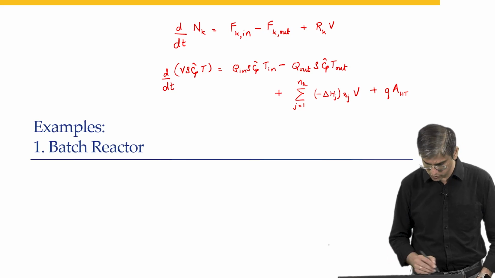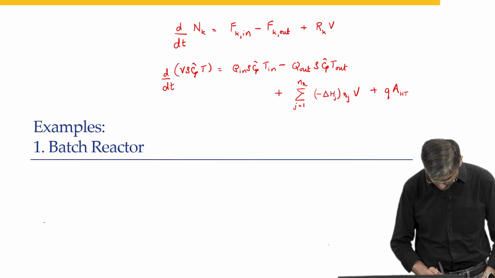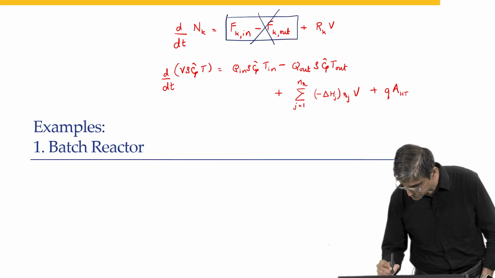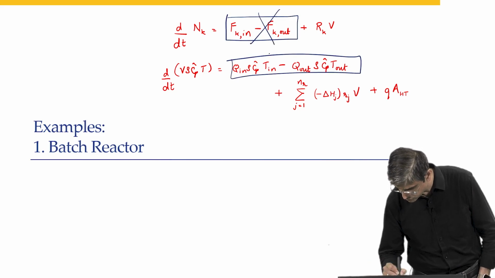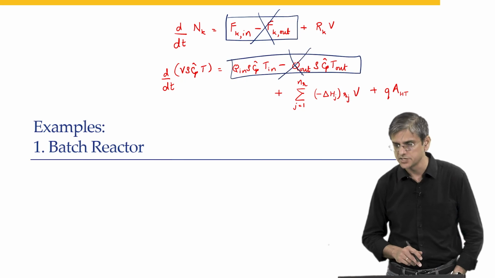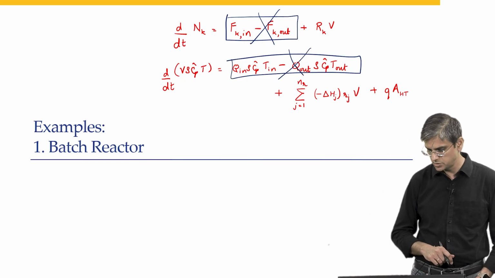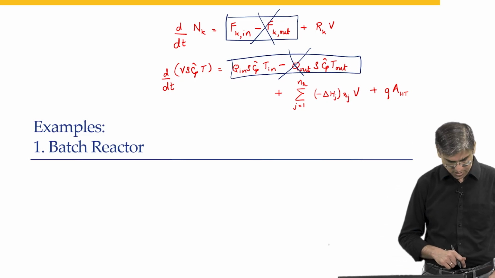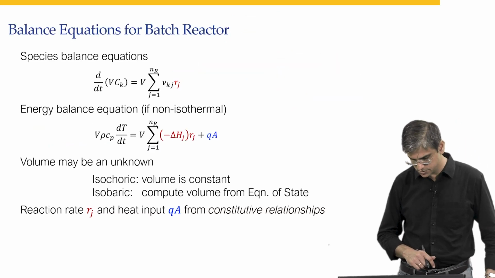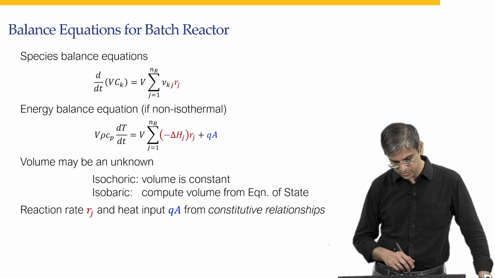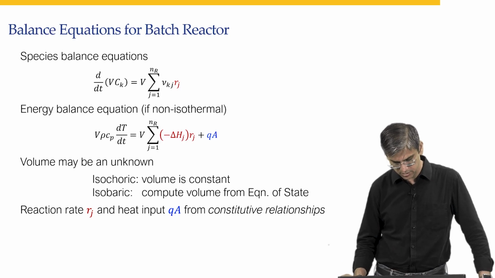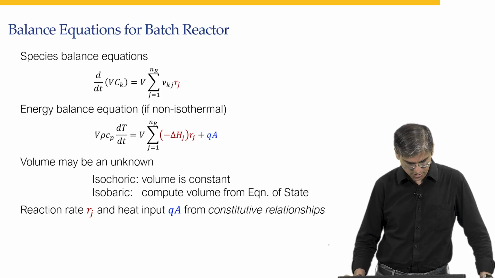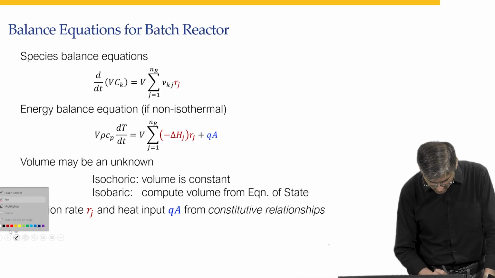When we are talking about batch reactors, we do not have these terms because there is no in and out from a batch reactor. Okay. So this is essentially what we get when we are talking about batch reactors. That's what is basically written over here, and you might need certain other assumptions in order to solve these equations.